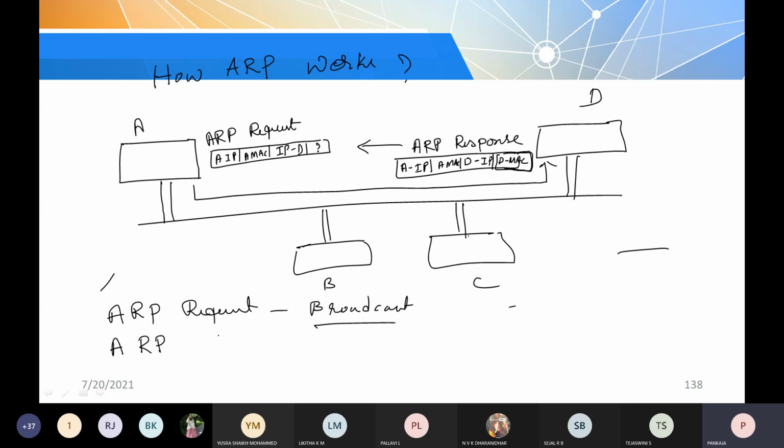In case two students have the same name, then I can go with the USN. If I ask who is that particular USN, then only that particular student is going to respond. The ARP response is going to be unicast. That response message is sent only to the particular device which made the request. It is not going to be a broadcast. Only the request is going to be broadcast. Is this mechanism of how ARP works clear?